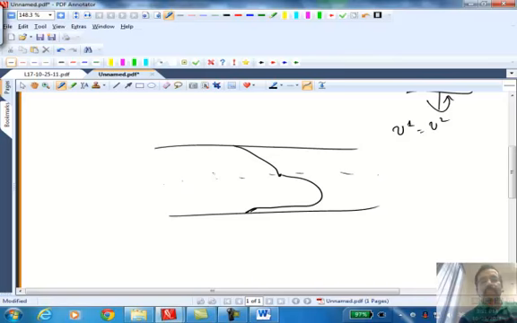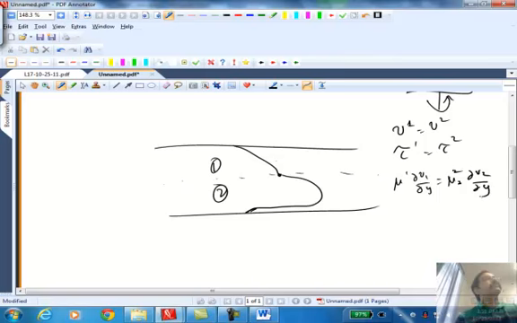If this is fluid 1 and this is fluid 2, the velocity is continuous. Okay, but we also want tau 1 to be equal to tau 2. That is, the shear stress exerted by this fluid on the interface must be balanced by the shear stress that is exerted by the other fluid. But the shear stress is mu1 times dv1/dy equals mu2 times dv2/dy. Okay, but mu1 and mu2 are not the same. They are two different fluids.